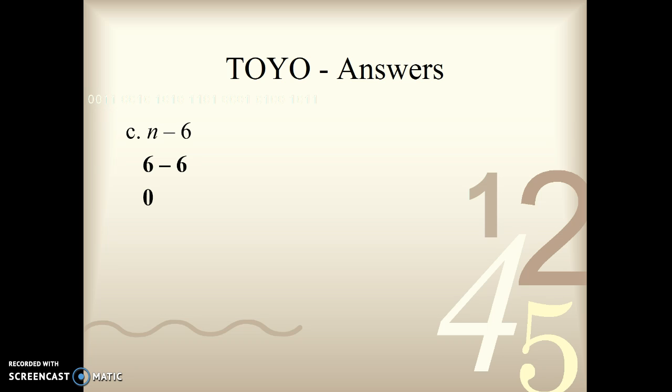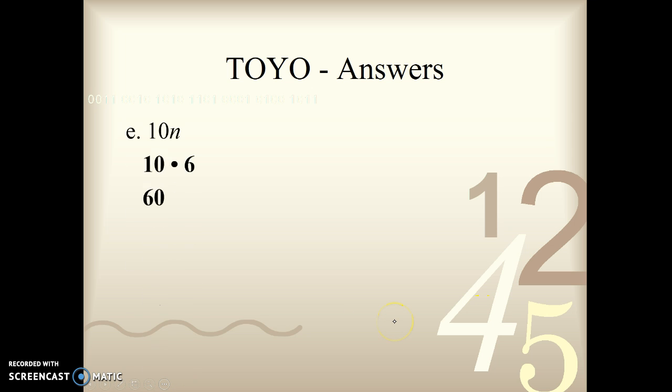Letter C, now we have n minus 6. We substitute 6 in for the n, and of course 6 minus 6 is 0. Letter D, now we have 4n. So remember, when our coefficient and our variable are right next to each other, then we multiply. When we substitute in the 6 for the n, now all of a sudden we have to put a dot, right? Because it wouldn't make sense if we did that. That's just the number 46. So we have to use a multiplication symbol, and in algebra we're using the dot. So we have 4 times 6 is 24.